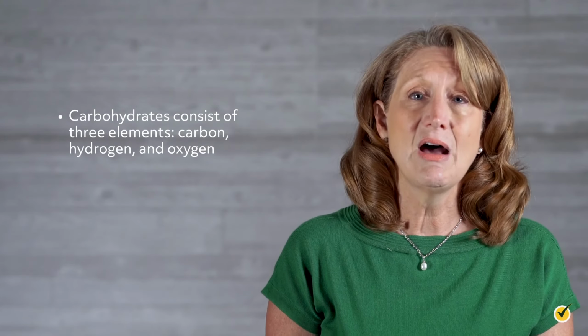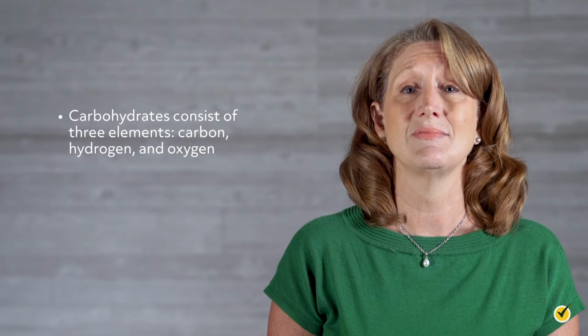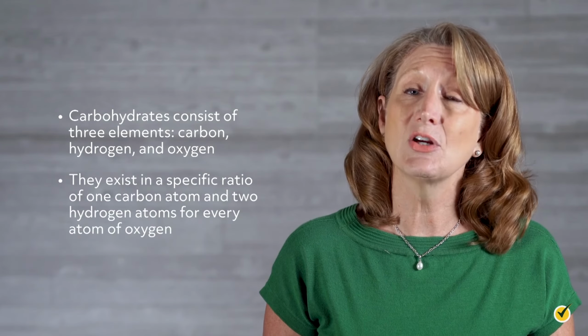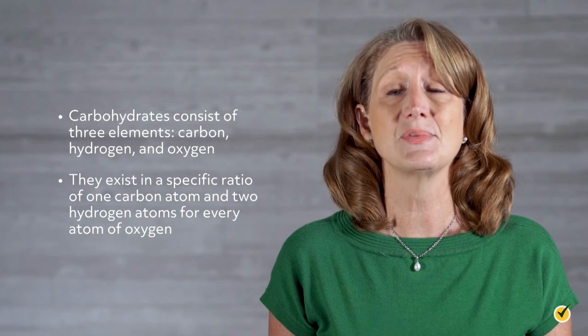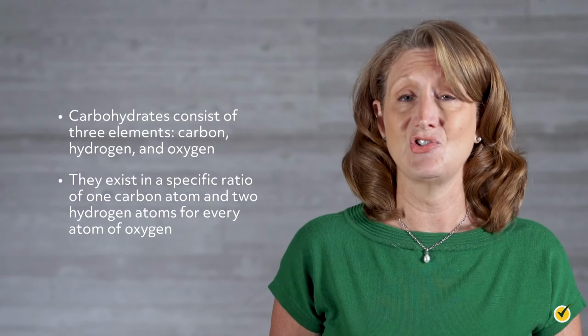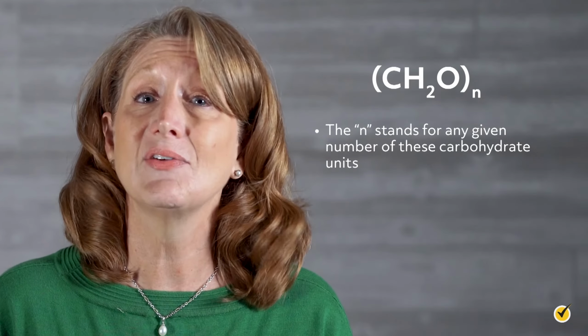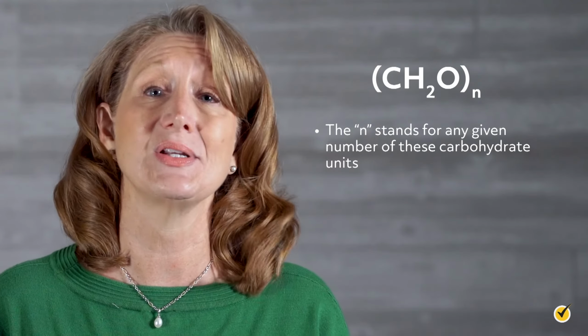Let's take a closer look at these structures and see how we can use them for classification. Carbohydrates consist of 3 elements: carbon, hydrogen, and oxygen. They exist in a specific ratio of 1 carbon atom and 2 hydrogen atoms for every atom of oxygen. A simpler way to represent this is with the formula (CH2O)n, where the n stands for any given number of these carbohydrate units.